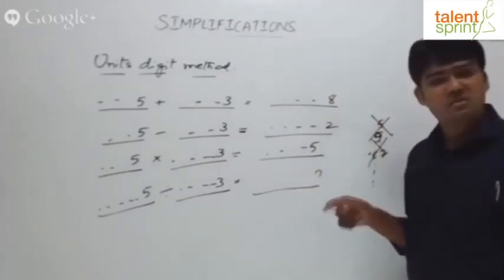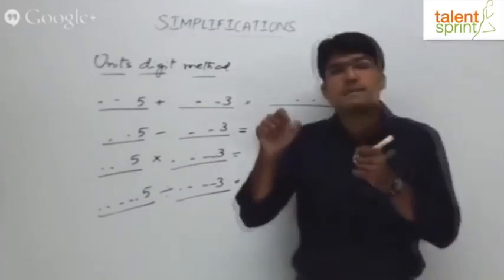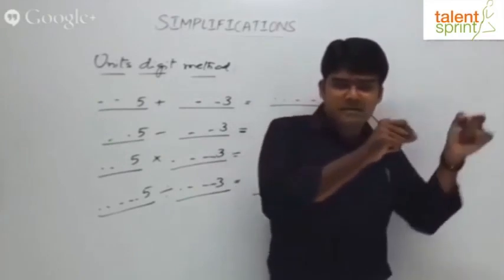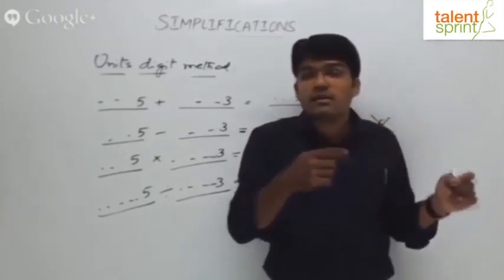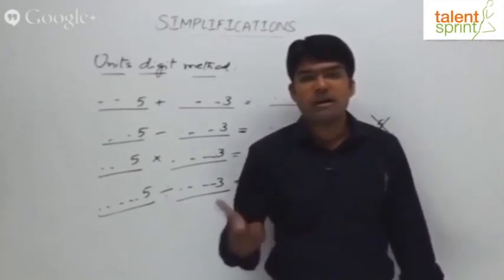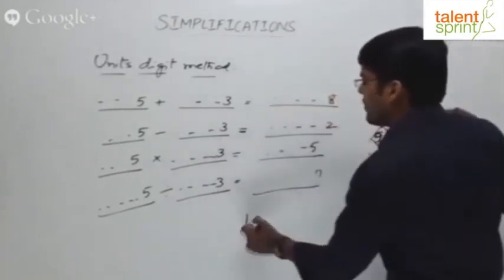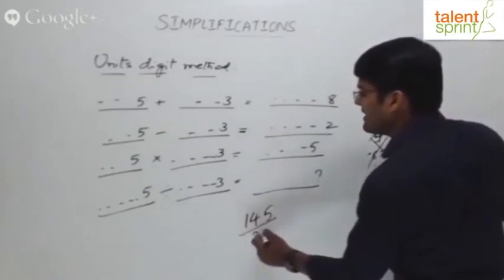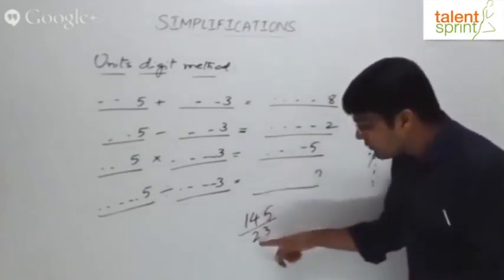But in case of division, do we do it that way? Do we divide the unit spaces first, then do we divide tens place, hundreds place, and so on? No, that's not the idea. Division, we take the number as a whole. Are you able to follow? When you divide, for example, let's say it is 145 divided by 23. Do we divide 5 by 3, 4 by 2, and 1?